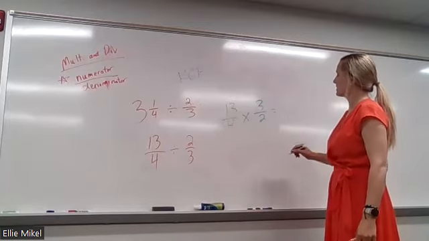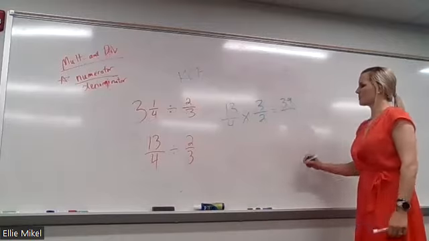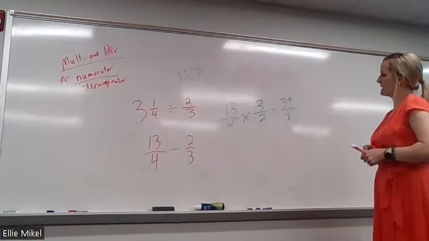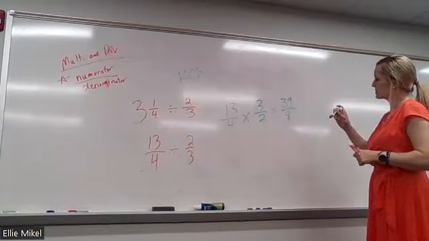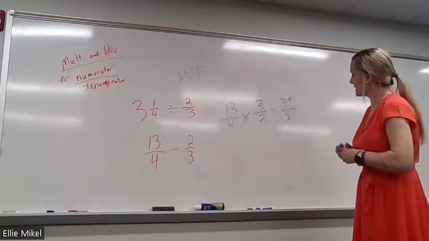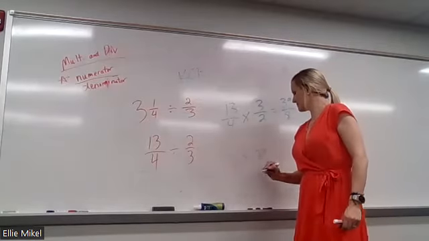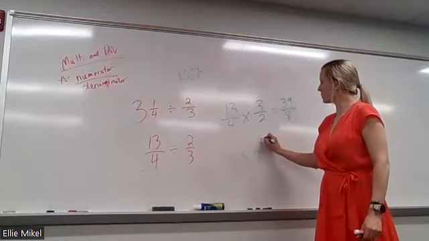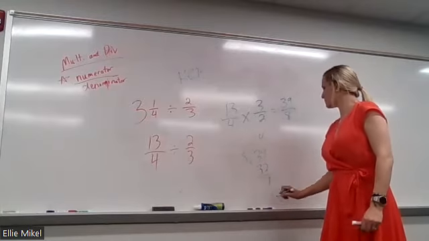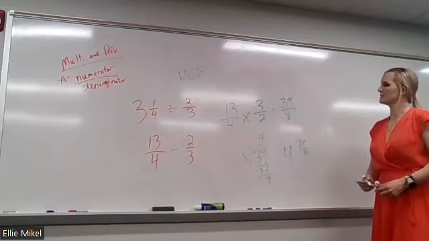So 13 times 3 is what? 39. And then multiplying down here at the bottom, 4 times 2 is 8. So I actually cannot reduce that if I were to leave it in improper form. If I want to make that a mixed fraction, remember 39 divided by 8. 8 goes into 39 4 times, because 4 times 8 is 32, giving me a remainder of 7. So that becomes 4 7/8 as my answer.